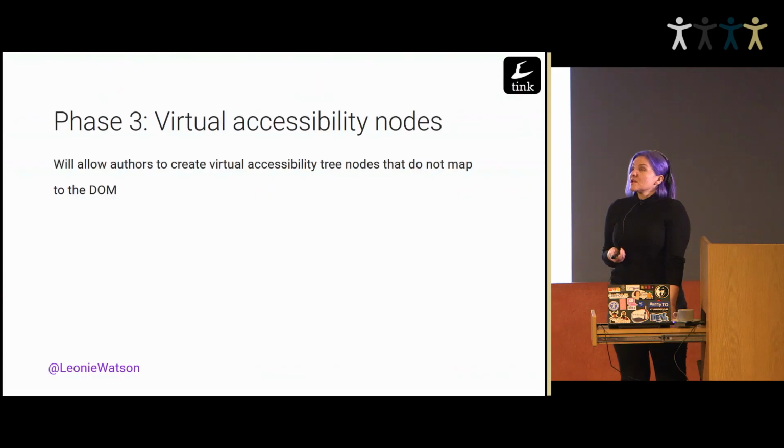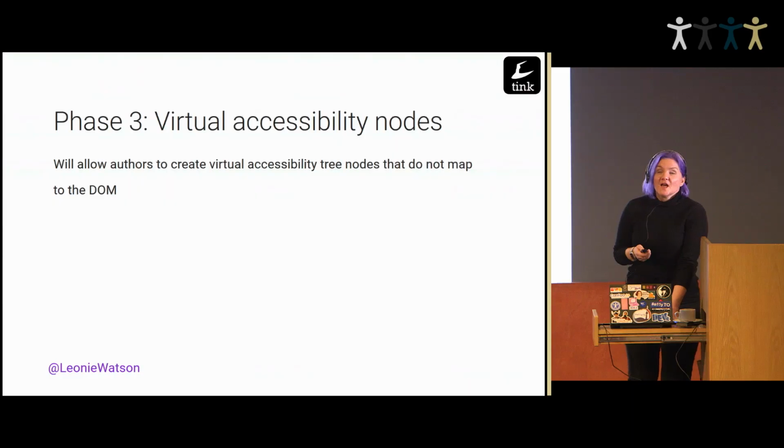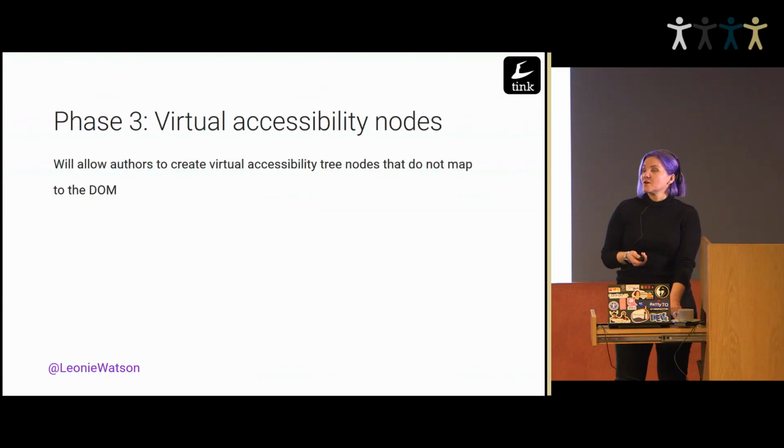Then we get on to the slightly more interesting and perilous bits of the AOM. It will be possible to add things into the accessibility tree. So up until now, the browser is the only thing that can actually create or put things into the accessibility tree. With phase 3, this will all change. It'll be possible for us to add virtual nodes into the accessibility tree.